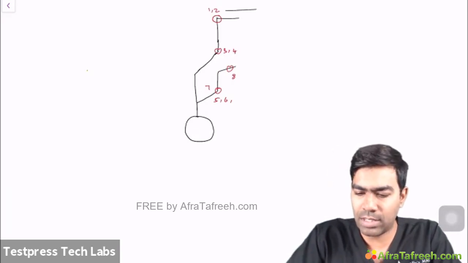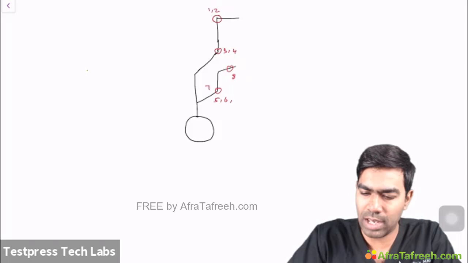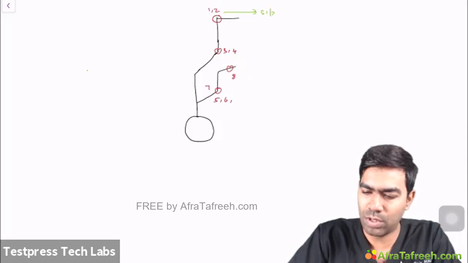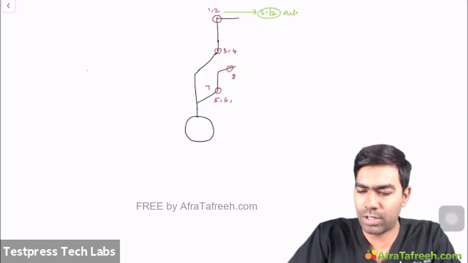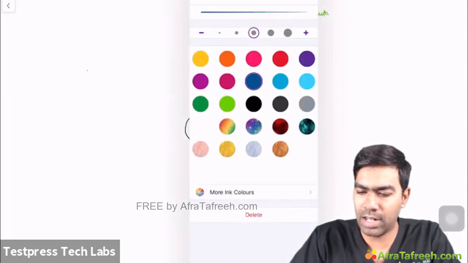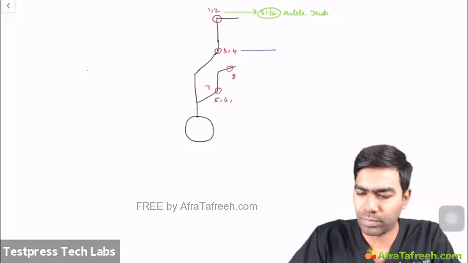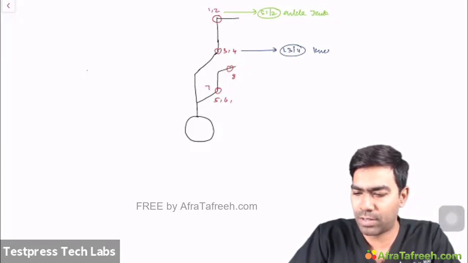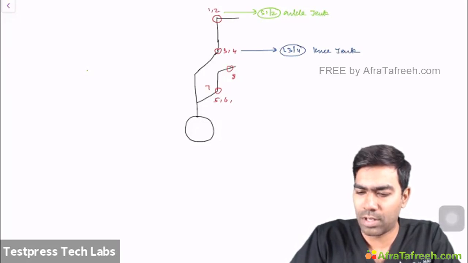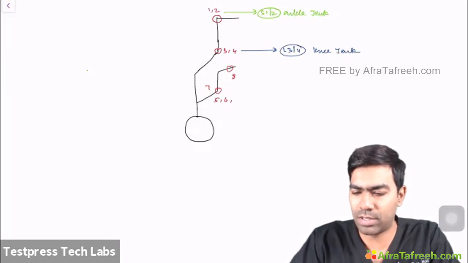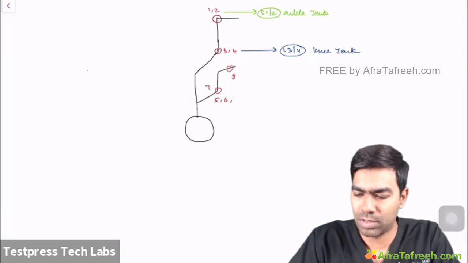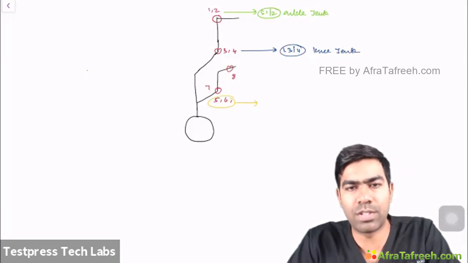So you know that this area, S1 and 2, is for the ankle jerk, the ankle reflex. And you have L3 and 4, which is important for the knee jerk. And you have C5 and 6, which is important for the brachioradialis and the biceps reflex.